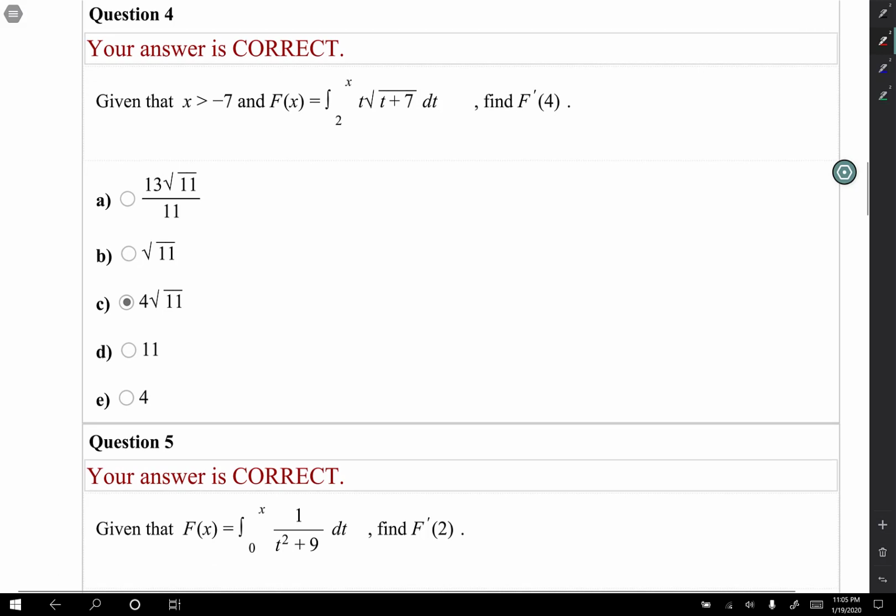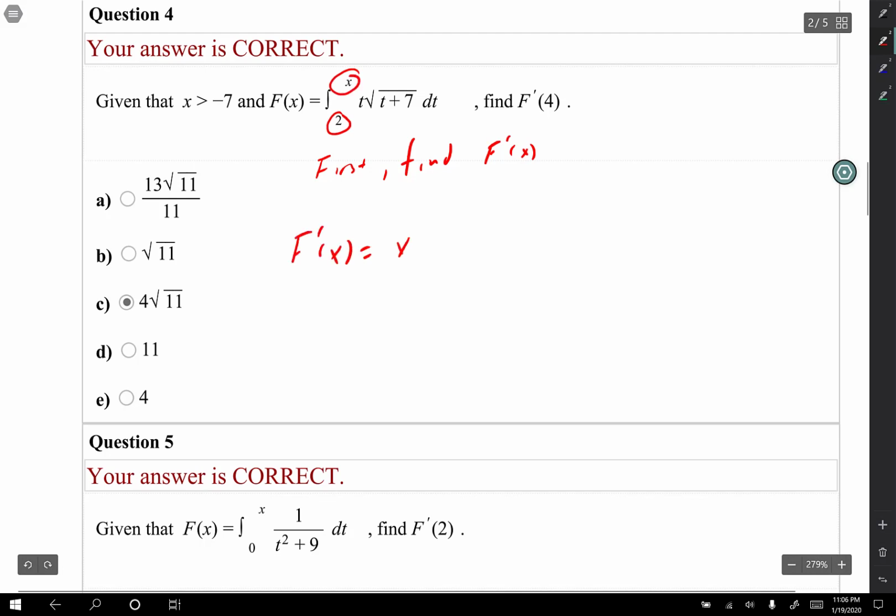First thing you do is you take a derivative, because that's what you got to do. So first, find f prime of x. I have a constant on the bottom, I have the variable x on the top, I can take a derivative. So f prime of x is equal to x square root of x plus 7. Wherever there's a t, you're going to plug in an x. So now I'm going to insert the number 4. F prime of 4 is equal to 4 square root of 4 plus 7. So let's see what that is. 4 square root of 11. So there it is.